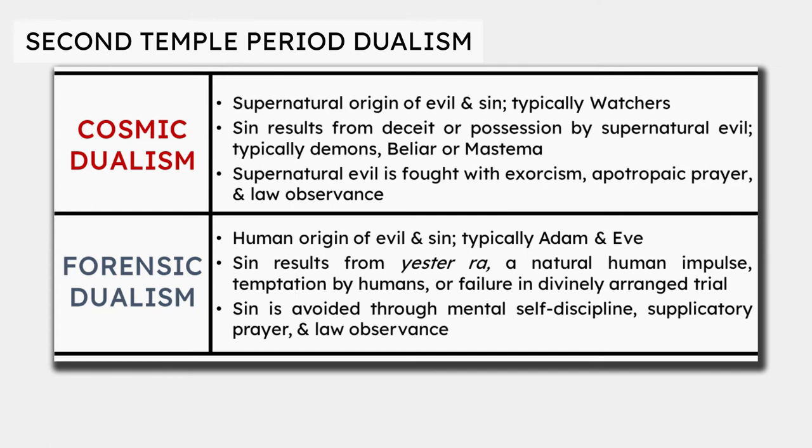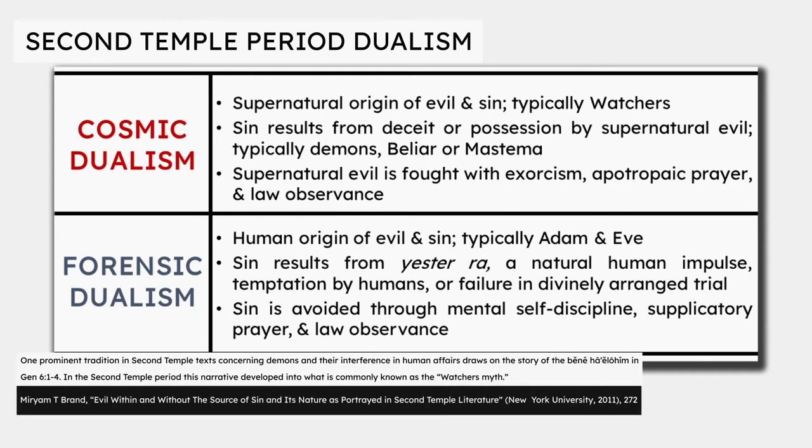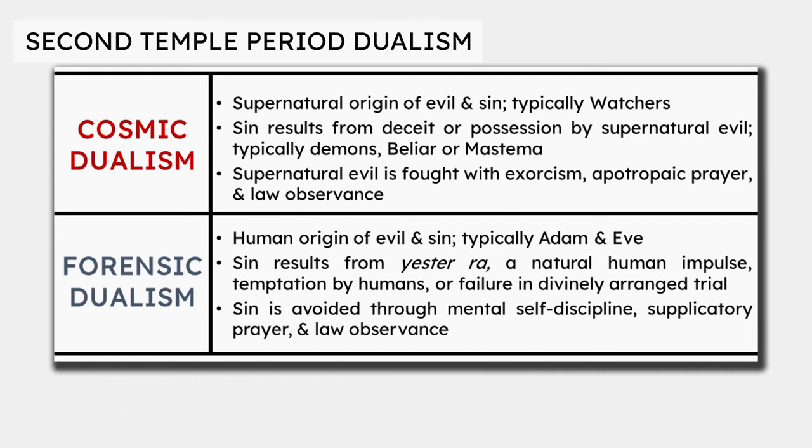We will start by looking at cosmological dualism. Firstly, in cosmological dualism, evil and sin had a supernatural origin in the actions of supernatural evil beings. Dr. Miriam Brand, who specializes in Second Temple period literature, explains that these beings were typically identified by name as the Watchers, whose existence was inferred from Genesis chapter 6.